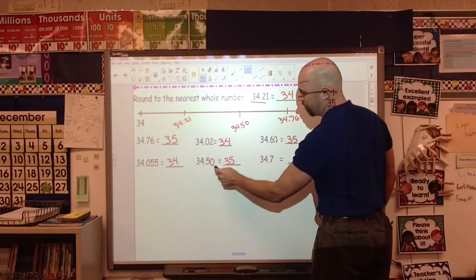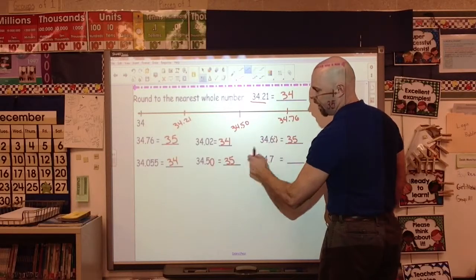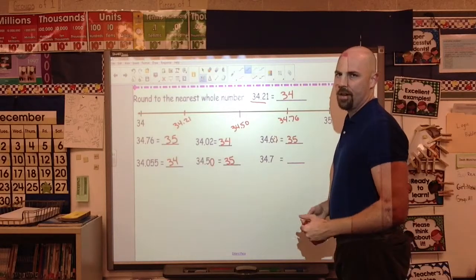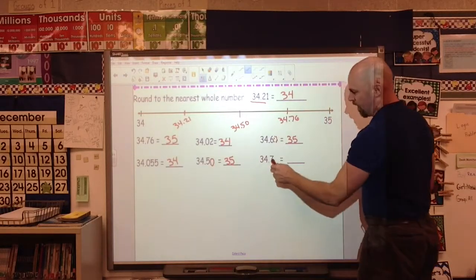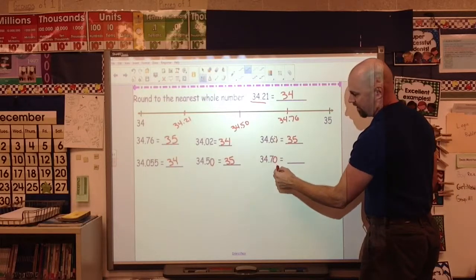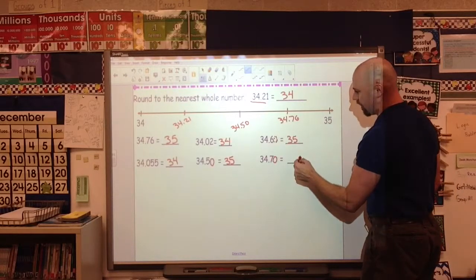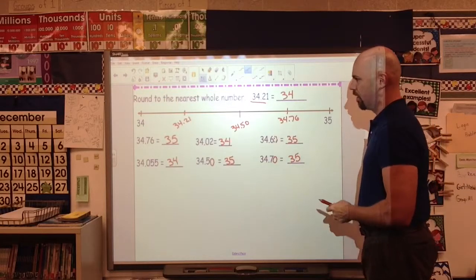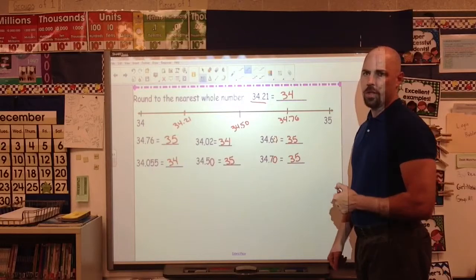And we talk about how that's the midway point. That one gets rounded up. Anything below it, 34 and 49 hundredths, that's going to get rounded down. And for our last one, add that 0 on, 34 and 70 hundredths. That's going to round up to be 35. And that's rounding numbers to the nearest whole number.